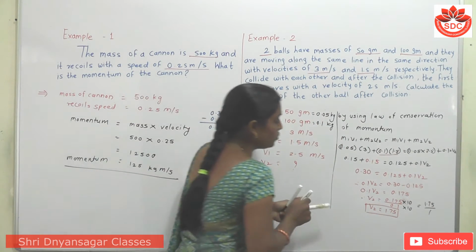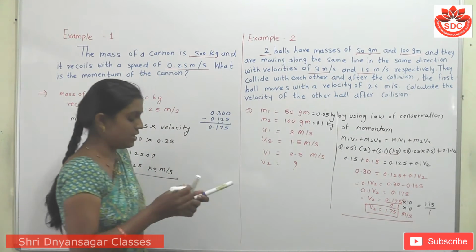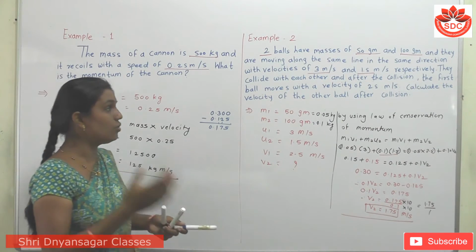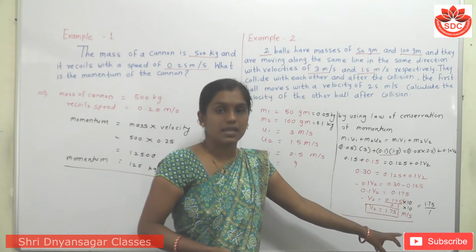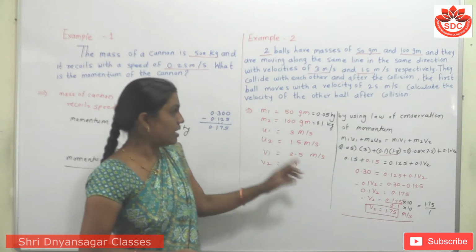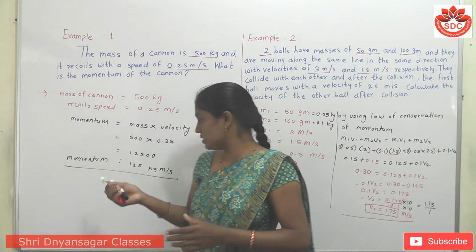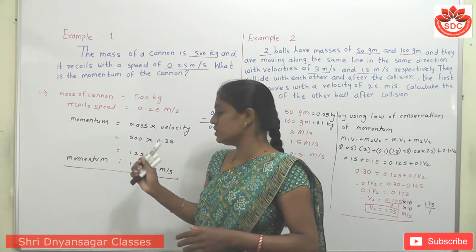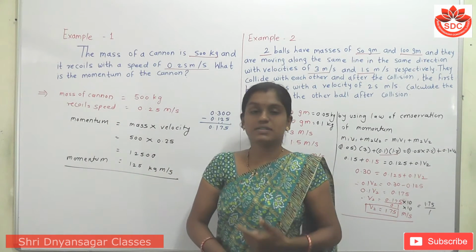So therefore v2 is equal to 1.75 meters per second, means that the second ball after the collision moves with the velocity of 1.75 meters per second. So this is the answer of this second question, or this is the answer of the first question. Momentum is equal to 125 kg meters per second.